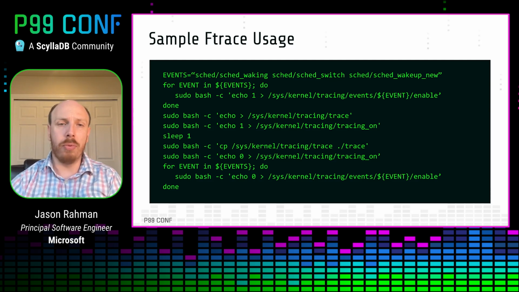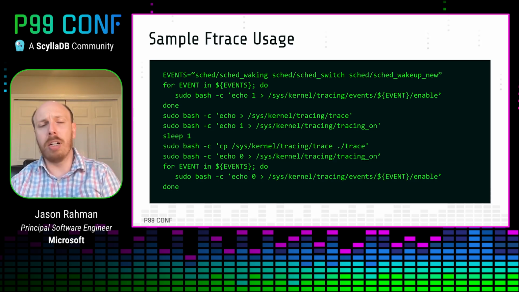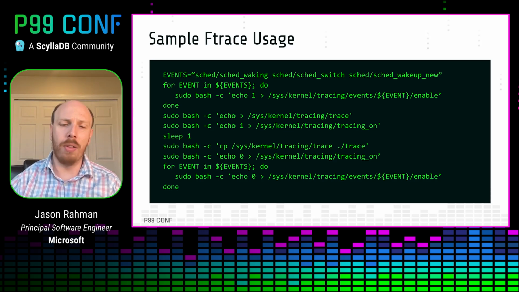Then we actually just reset the trace buffer and then turn tracing on. We sleep for some period of time, and then once we've slept and allowed those trace buffers to fill up, we can then dump those trace buffers out to our own file and then shut tracing back off again. So pretty straightforward, not that hard. It's easy to write scripts that do this, and there are other tools as well that can automate this for you.